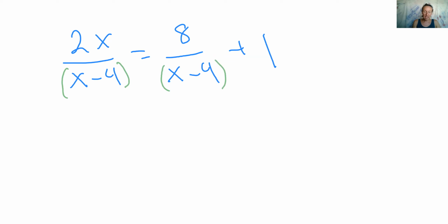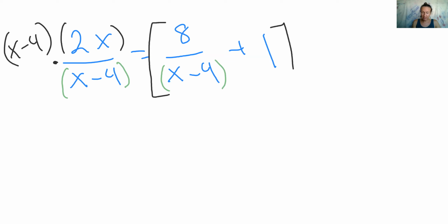On the left-hand side, we just have this single term, so we're going to multiply this by x minus 4. I'm going to put it in parentheses because I like to have everything in parentheses so I can see if I need to distribute or not. And then on the right-hand side, we're going to multiply everything by this x minus 4, and it's going to look like that.